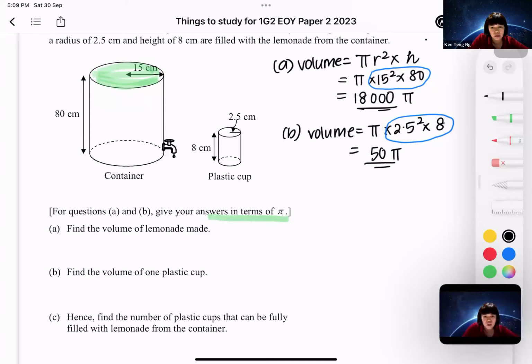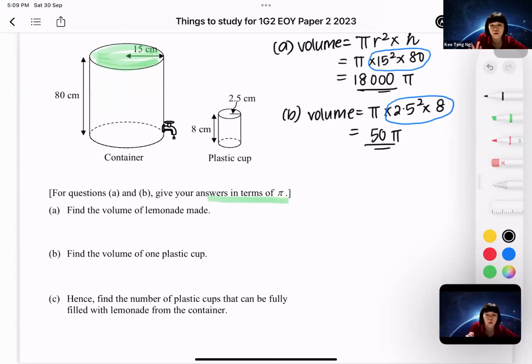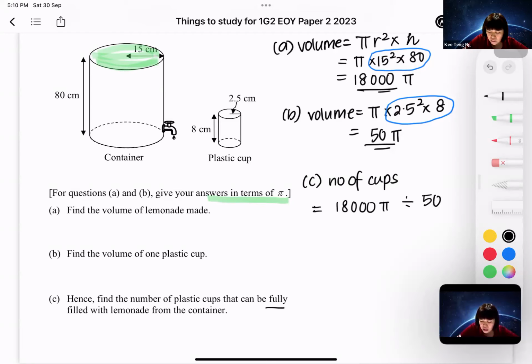Okay, so down here I have this. The volume of laminate that's being made and the volume of 1 plastic cup. Find the number of plastic cups that can be filled up fully. We cannot have those that are half, right? So we need to fill up fully. So how to find the number of cups? I take the total volume that I have, 180,000 pi, divided by 50 pi.